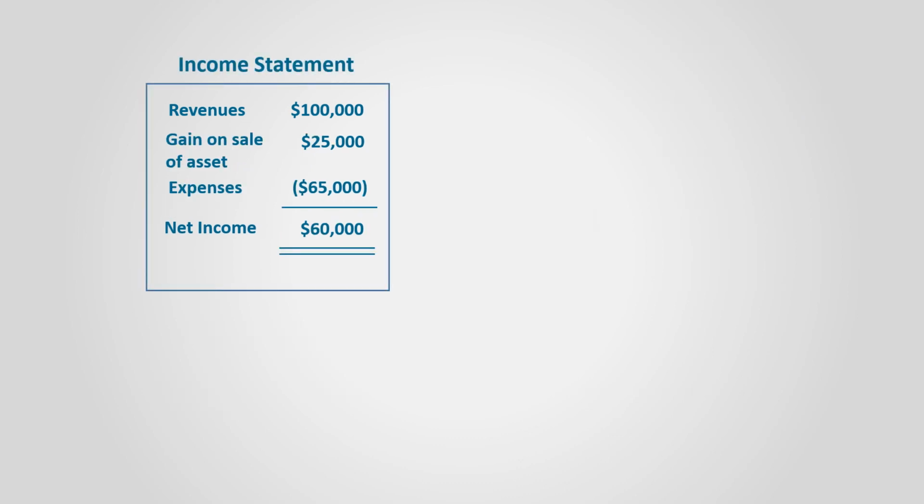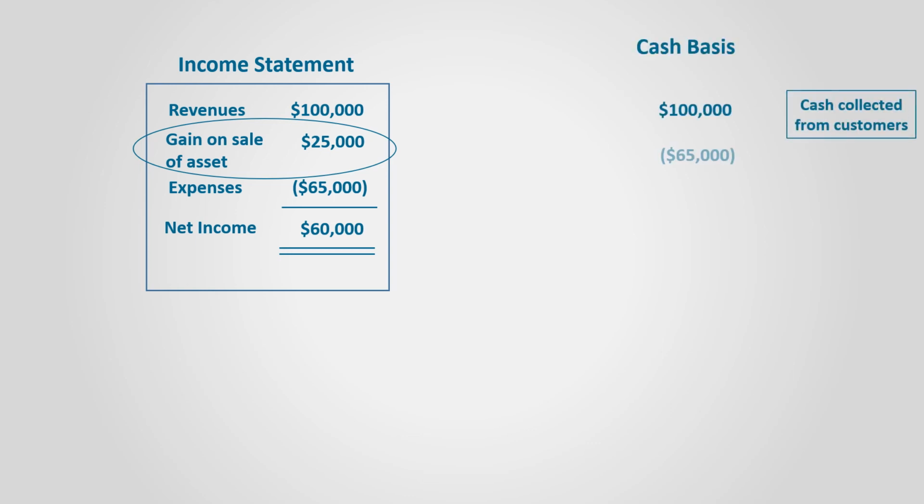Other things to consider. Now let's assume that the business sold an asset and made a gain of $25,000. The gain is included in net income. Let's further assume that all revenues and expenses are collected and paid in cash. If we calculate cash flows from operating activities, we will exclude the gain on sale of assets, as selling of long-term assets is not considered an operating activity.